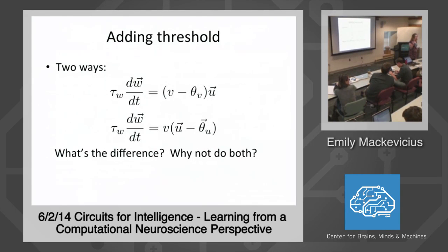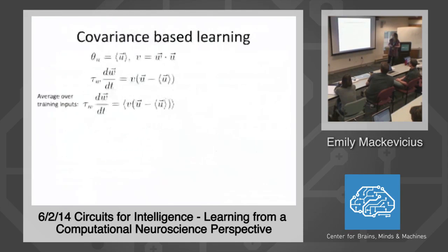So what this gives you is correlation-based learning. I'm doing a threshold on the inputs, setting the threshold to be the average value of U. Remember, the output is the weights times the input. So now I'm changing the weights based on the output times the difference between the inputs and the average input, and then I'm averaging that across many training inputs because it's a slow process. So what do I get in this case?